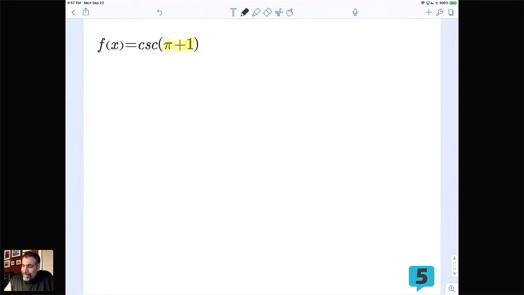What I'm trying to tell you is, there is no variable in this problem. Cosecant of pi plus 1 does not have a variable. If it doesn't have a variable, it is just a constant. And if it's just a constant, no matter how it looks, the derivative of any constant is always going to be 0. So this one's just kind of a common sense problem.